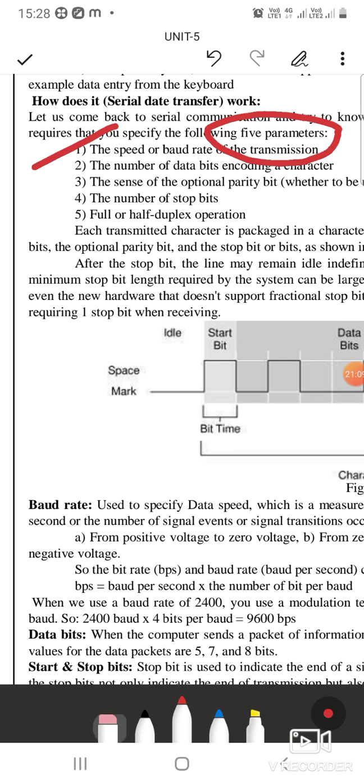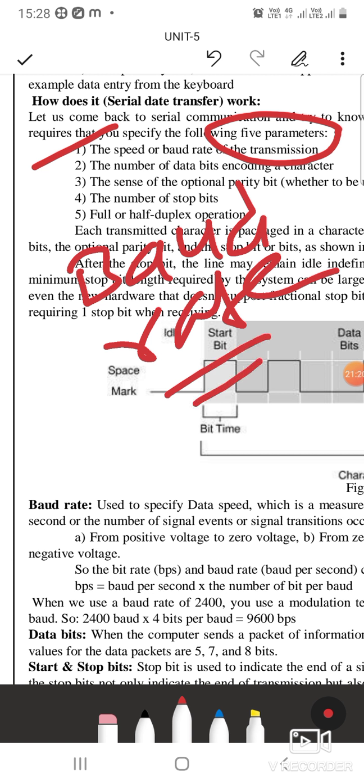One of the five parameters is speed, also called baud rate. What is this baud rate? It is how many bauds you are transmitting per second. Baud rate has a relation with the bit rate. What is the bit rate? It is the number of bits you are transmitting per second.